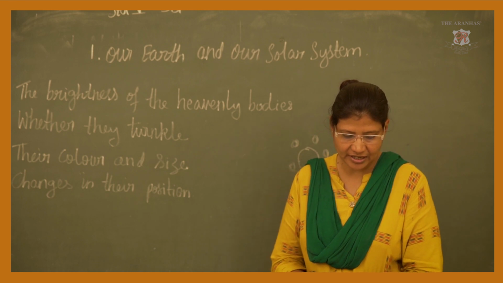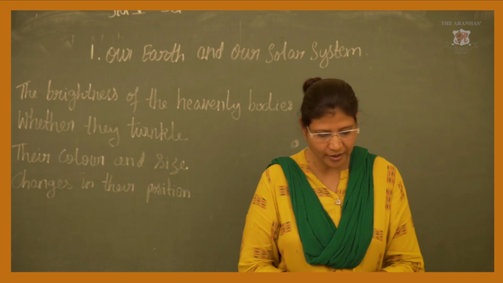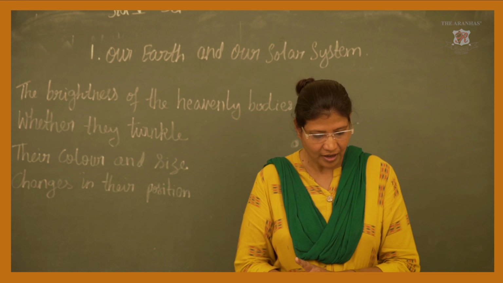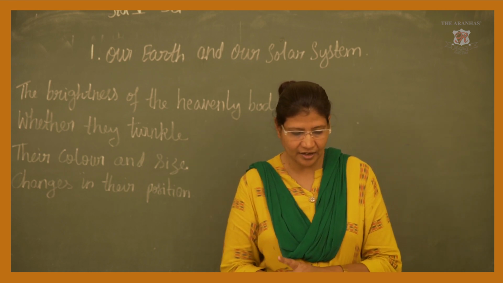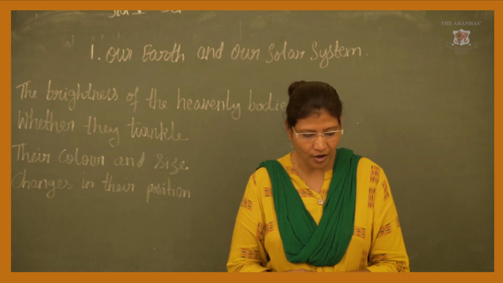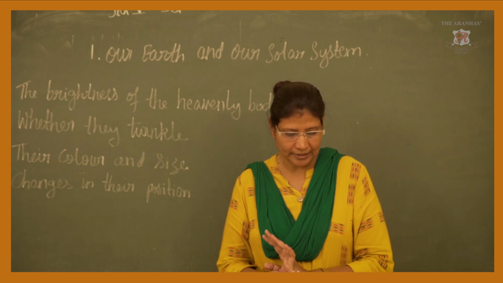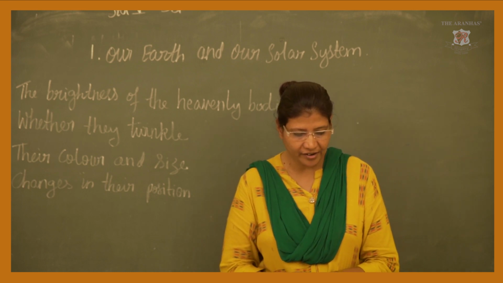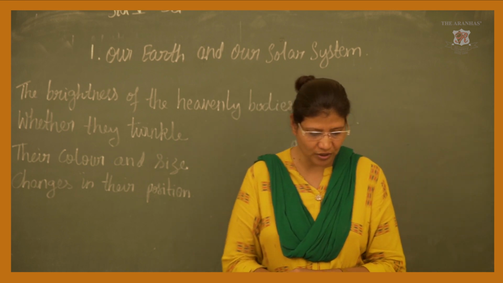The sun, which is a star, and the planets that revolve around it are together called the solar system. Besides the planets, the solar system also includes various other heavenly bodies.